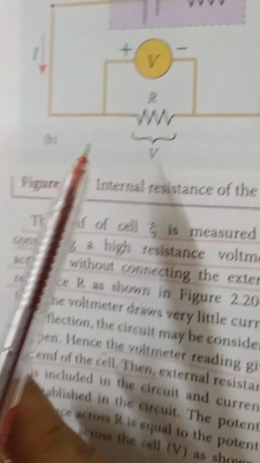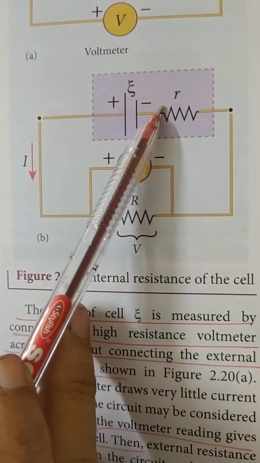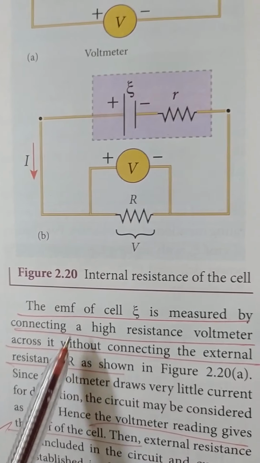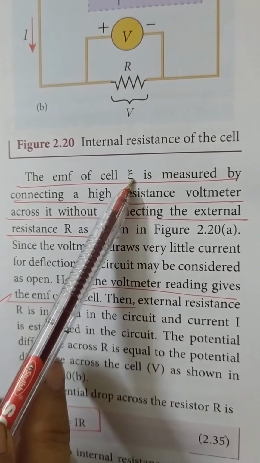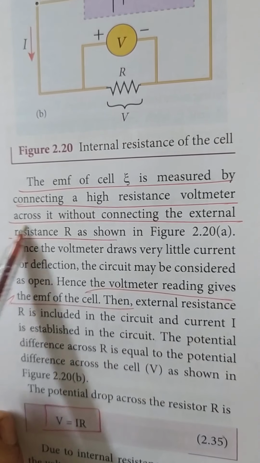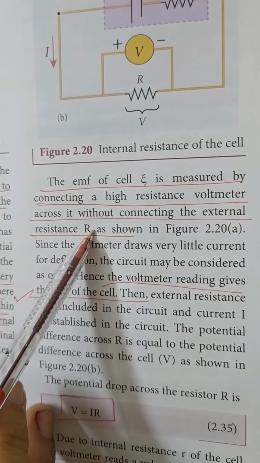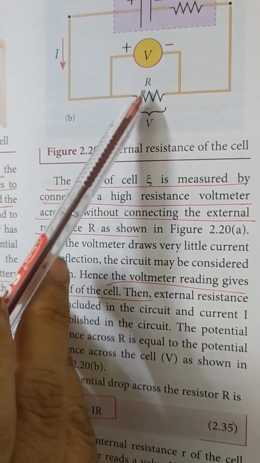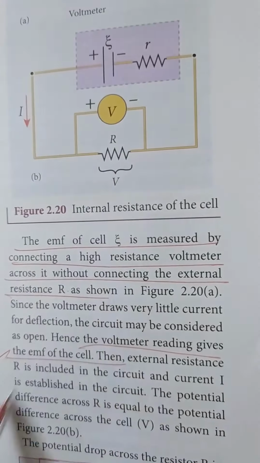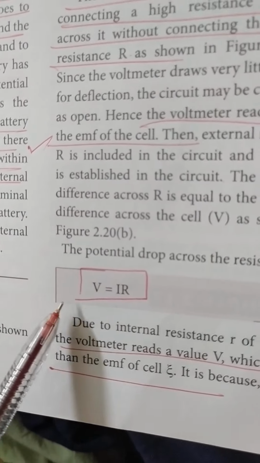And in the next diagram, an external resistance is connected here, that is R. Small r is internal resistance, capital R is external resistance. And the EMF of the cell, usually represented by the symbol psi, is measured by connecting a high resistance voltmeter across it without connecting the external resistance. This is for the first figure. And in the next figure you are connecting an external resistance. When the external resistance is connected here, the expression becomes V is equal to IR according to Ohm's law.